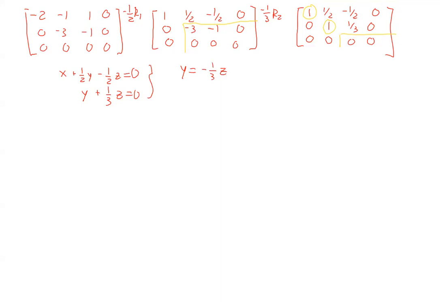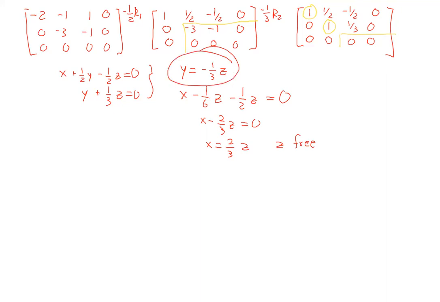Now we take this negative 1/3 z and we plug it into the first one. So that will give us x minus 1/6 z minus 1/2 z is equal to 0. Now we need to add 1/6 plus 1/2. That's the same thing as adding 1/6 plus 3/6, which is 4/6, which is the same thing as 2/3. So this is x minus 2/3 z is equal to 0, which means that x is equal to 2/3 z and z is free. So now we solved our system. So here's the solution.